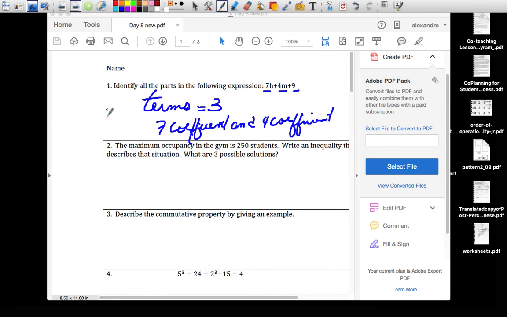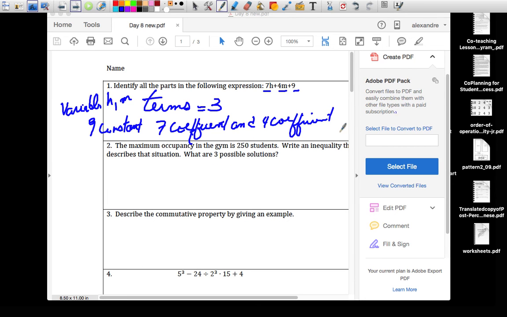And we have one more, and I don't have room there, so I'm going to write over here that 9 is my constant. And I have 2 variables, h and m. 2 values I don't know the value of.